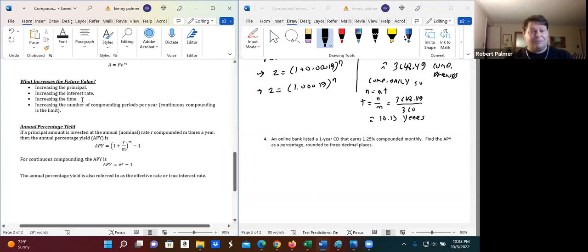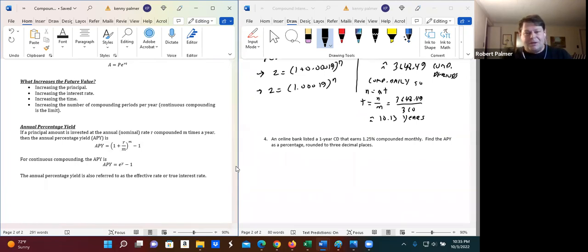Increase the time. The longer it's in there, the more you'll grow. And also increase the number of compounding periods. Once again, continuous compounding is a limit, but also increasing compounding periods has diminishing returns. You'll get more, but not a lot more than the next lower number of compounding periods.